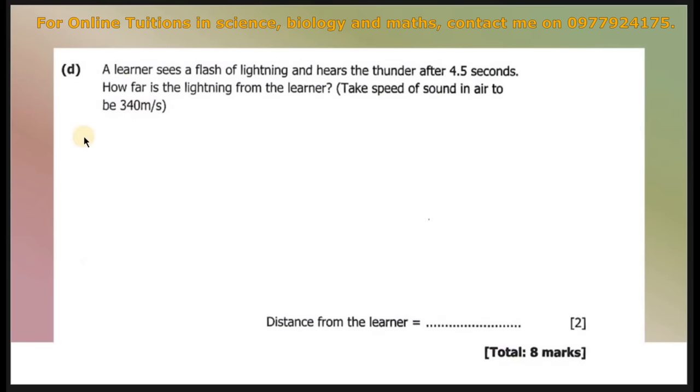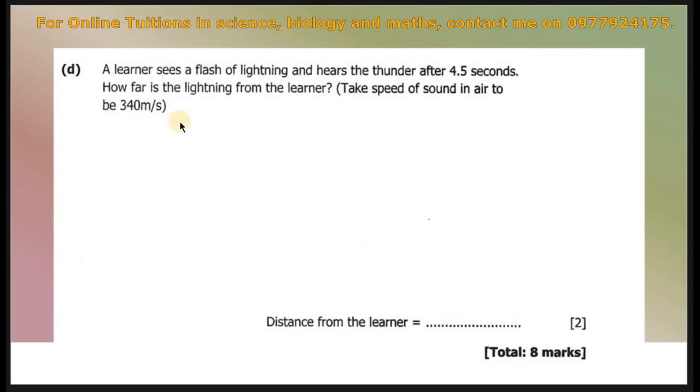Then next, we look at D. D says, a learner sees a flash of lightning and hears the thunder after 4.5 seconds. How far is the lightning from the learner? Take speed of sound in air to be 340 meters per second. So here, guys, that's telling us that you are standing, then you see a flash of lightning in the sky, then later on you hear the sound after 4.5 seconds. Now they're saying how far is the lightning from the learner? So how far has it moved from where they saw it to where they are? Then they're saying take speed of sound in air to be 340 meters per second.